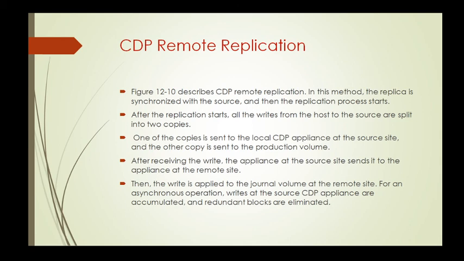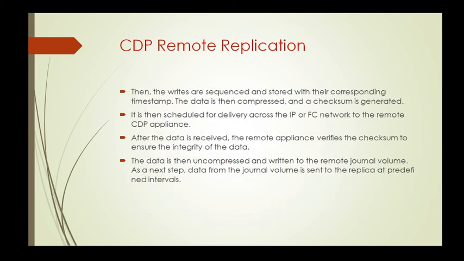For an asynchronous operation, writes at the source CDP appliance are accumulated and redundant blocks are eliminated. Then the writes are sequenced and stored with their corresponding timestamp. The data is then compressed and a checksum is generated. It is then scheduled for delivery across the IP or FC network to the remote CDP appliance. After the data is received, the remote appliance verifies the checksum to ensure the integrity of the data. The data is then uncompressed and written to the remote journal volume. As the next step, data from the journal volume is sent to the replica at predefined intervals.